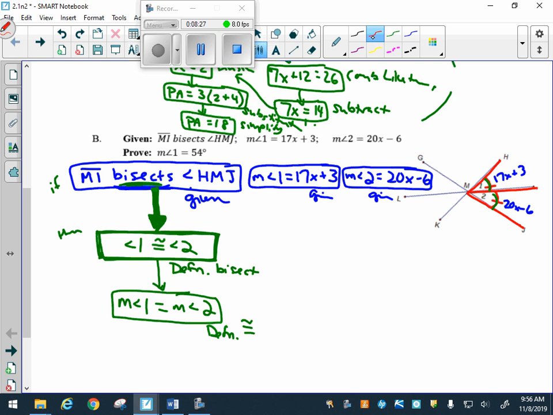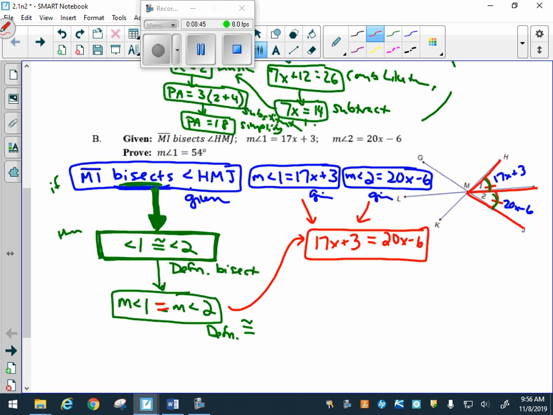At this point, you are ready to substitute because you have an equation. So the equation you're going to substitute into is measure of angle 1, which is 17x plus 3, equals measure of angle 2, which is 20x minus 6. Substitution. And then you would solve from here. Solve for x, plug back in to get the measure of angle 1. I'm going to let you finish that one on your own. Come back and you can check your answer.